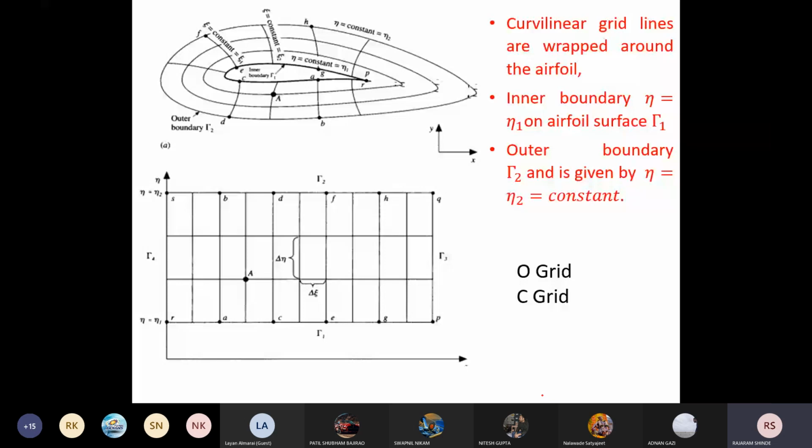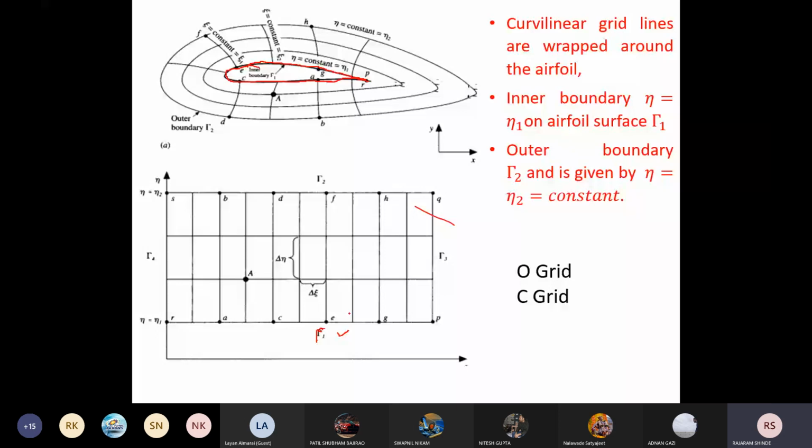If you observe here, eta is equal to a constant, and that will be the same on the boundary. Suppose we designate that boundary by gamma 1, in both the physical and computational planes. That means this boundary is represented by gamma 1 in both the physical and computational planes.